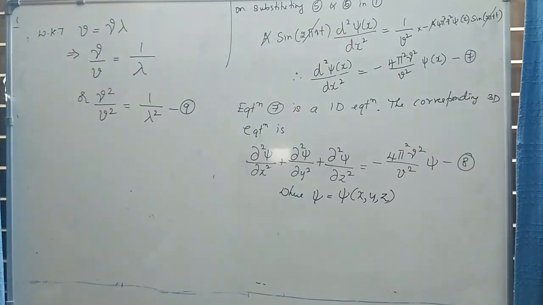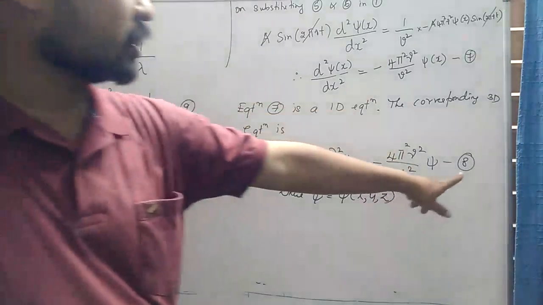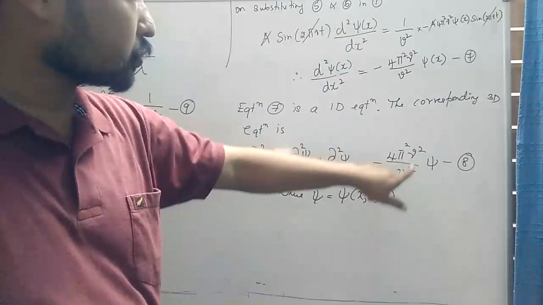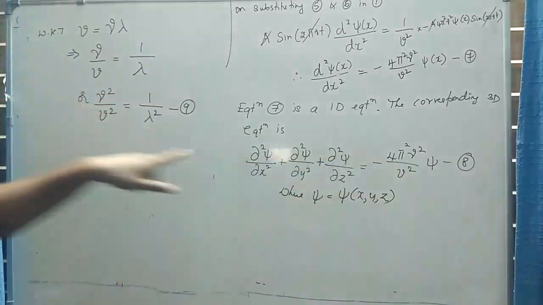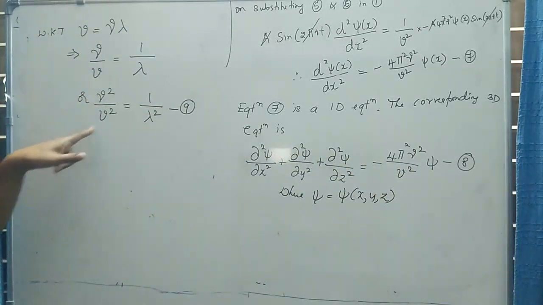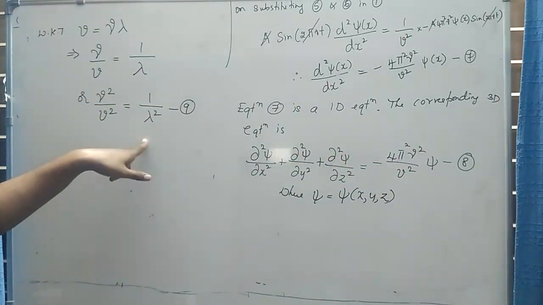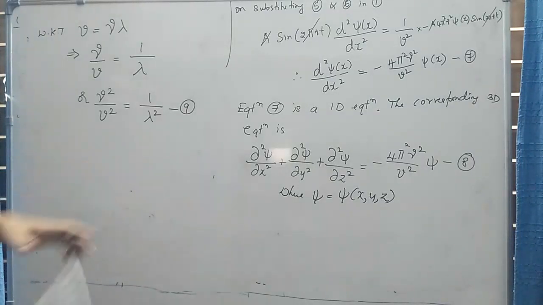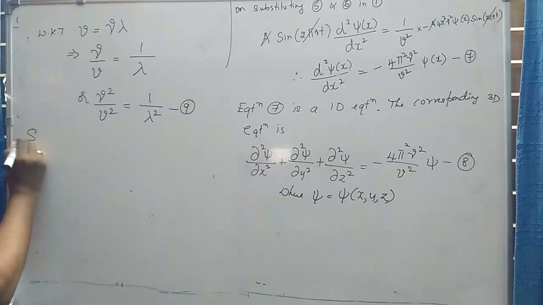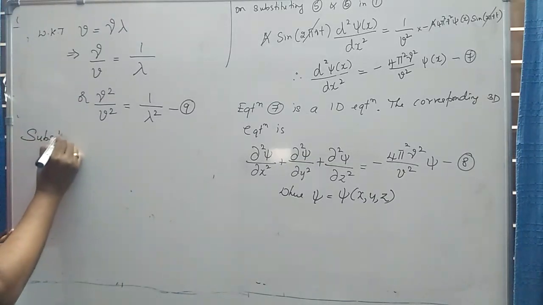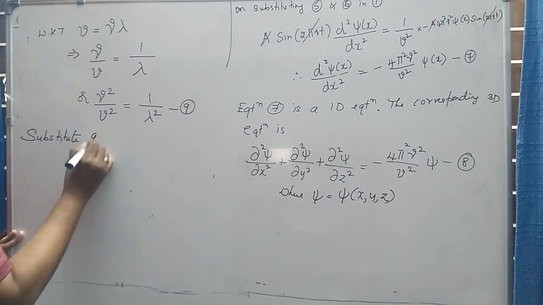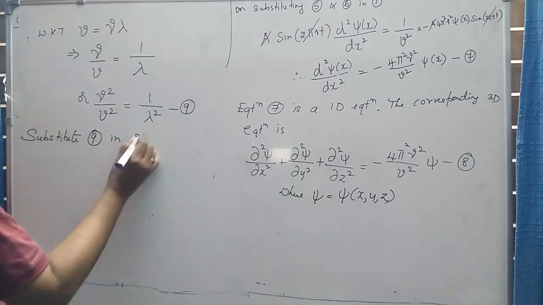Why I have taken this step is, if you look at equation 8 here, I have nu square divided by v square. And what is nu square by v square? It is given by equation 9, that is 1 by lambda square. Why I am doing this, you will come to know now. What we will first do is substitute equation 9 in equation 8.